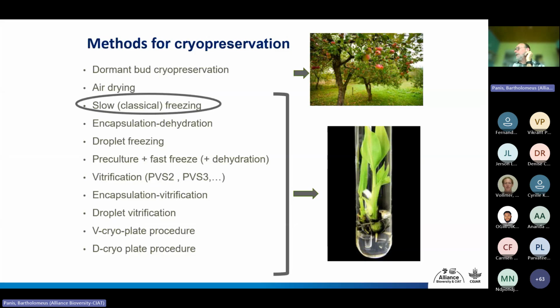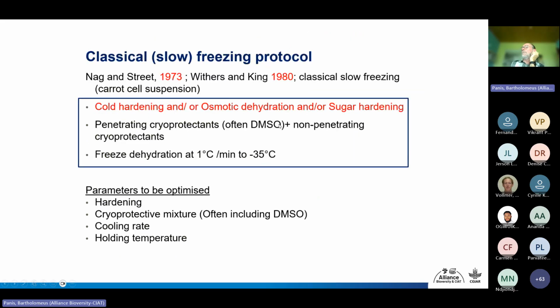The slow classical freezing, I explained already a bit on that. So this is relying on freeze dehydration. This was developed in the 70s, 80s. So what you do is you take cells or tissues, you treat them with cryoprotective agents. Often dimethyl sulfoxide is used there for the slow freezing methodology. And then you apply a freeze dehydration method. So again, here, quite some parameters need to be optimized, and this is only applicable to in vitro culture, in vitro tissues.